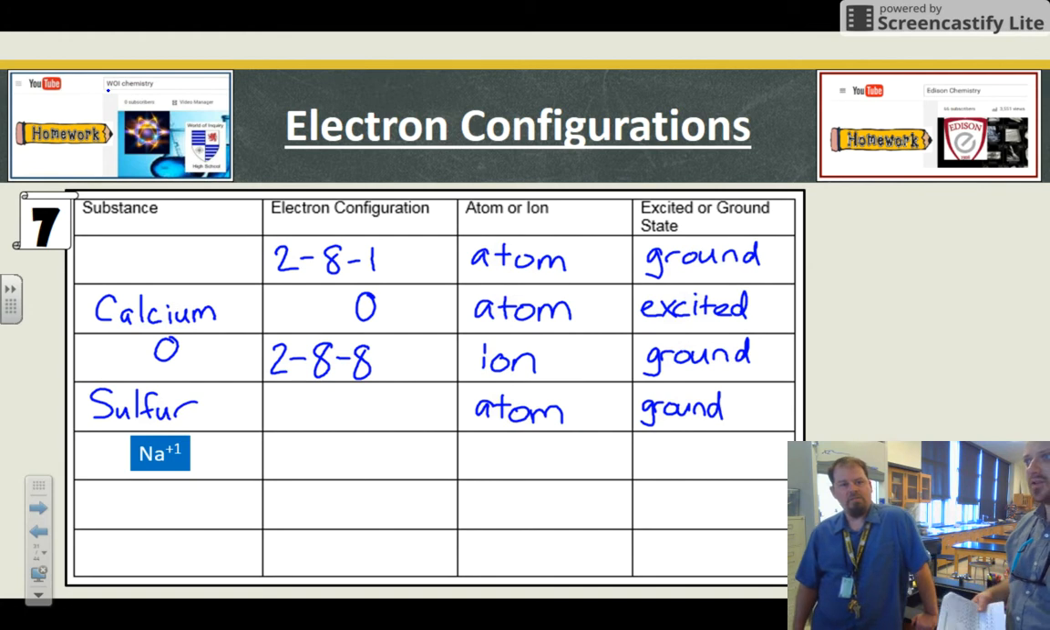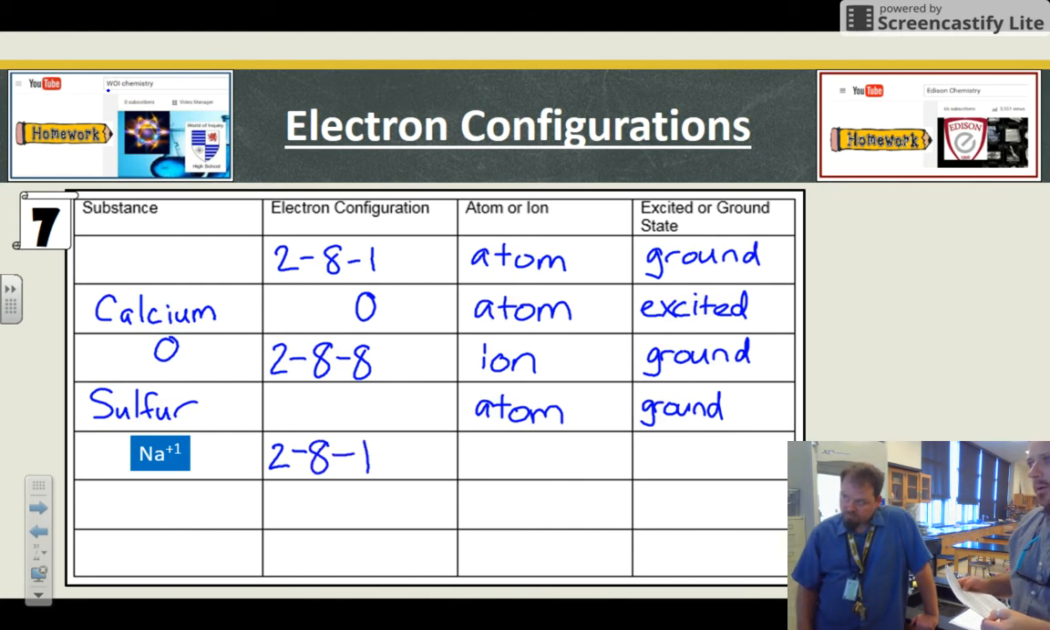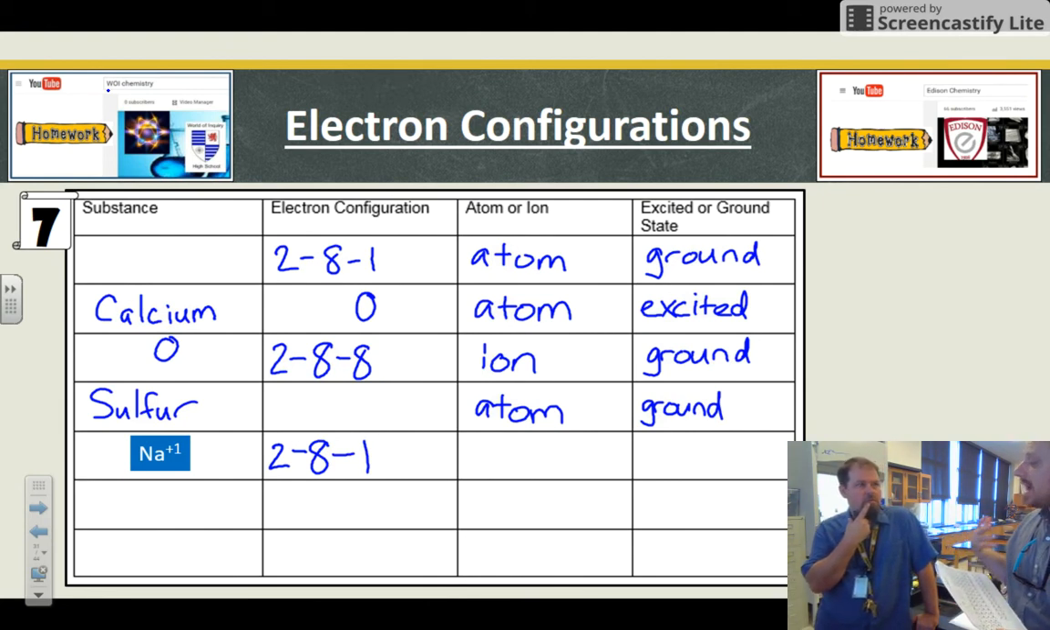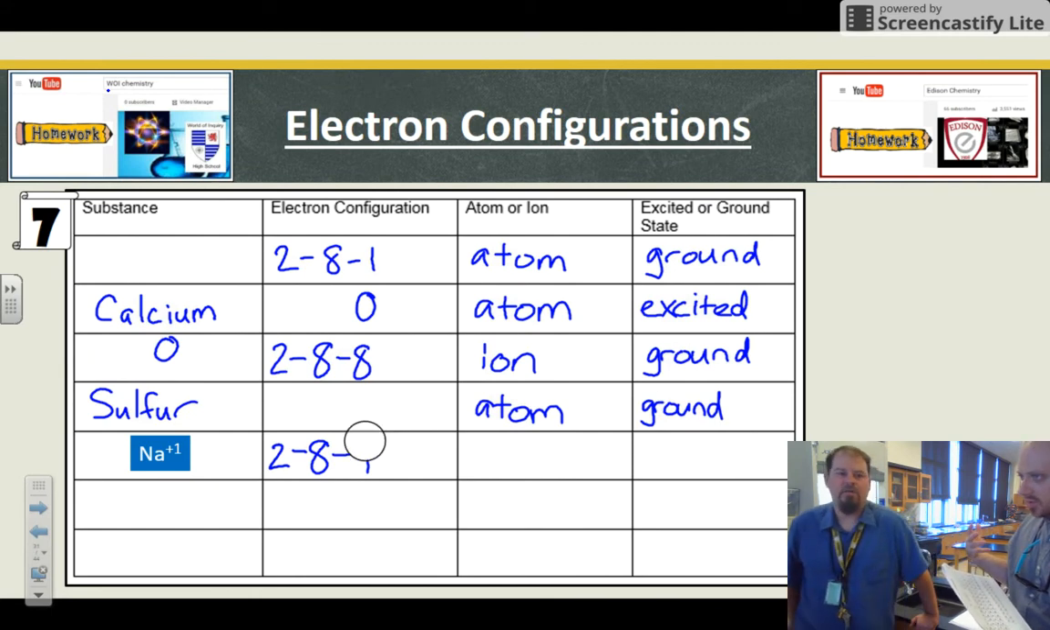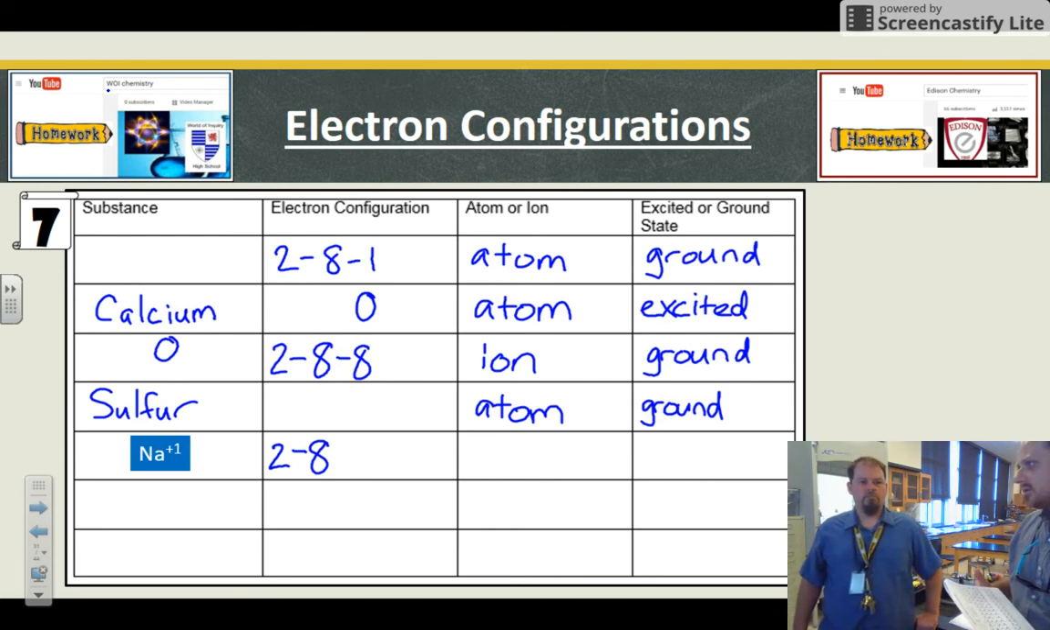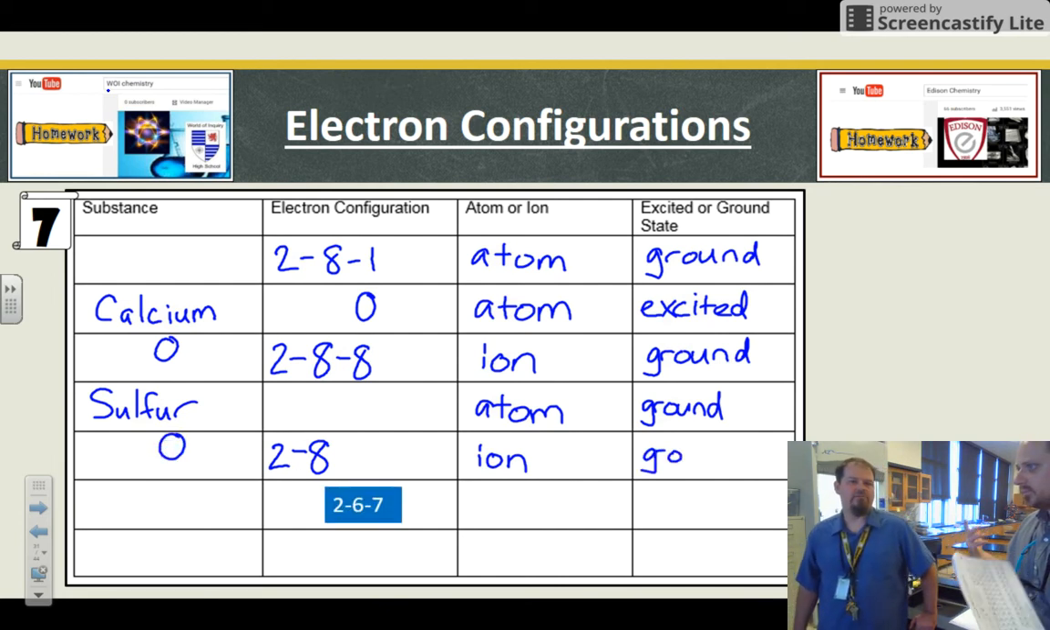Ooh, and a +1. All right. So sodium has a normal electron configuration of 2-8-1, but we have lost one electron from this atom. Should I take it from the 2 or the 8 or the 1? You need to take it from the outside. See? So the 1 disappears. There we go. So it becomes 2-8. Excellent. Atom or ion, Yanar? Ion. And we know because there is a charge in the upper right-hand corner. Bingo. And we'll call this ground state because our filling order is normal.